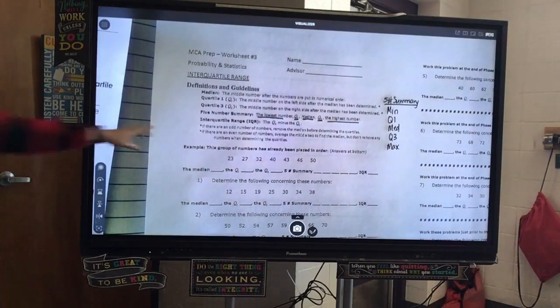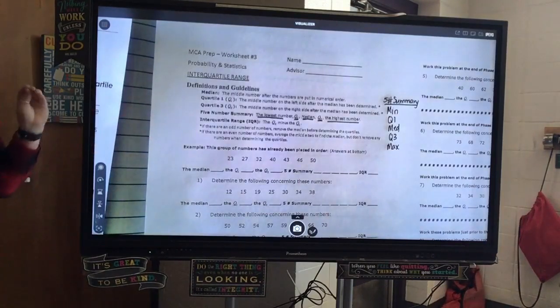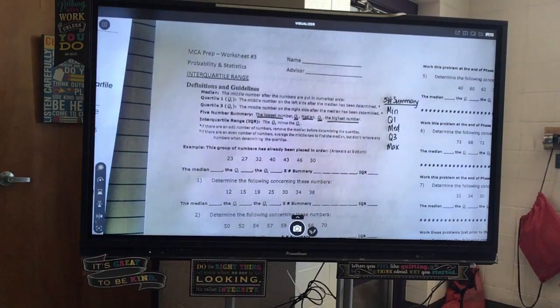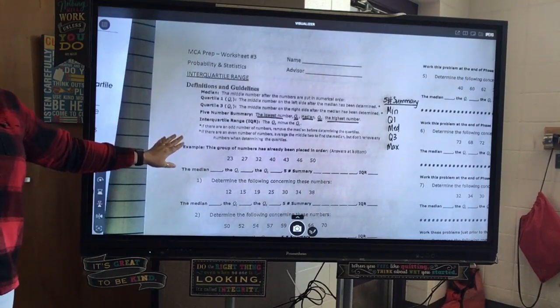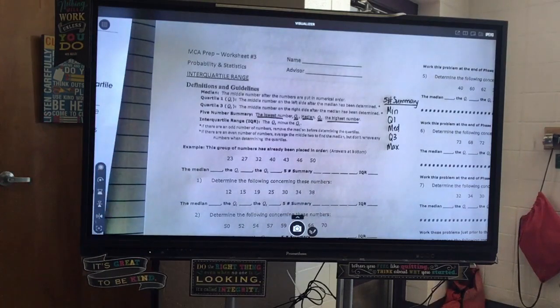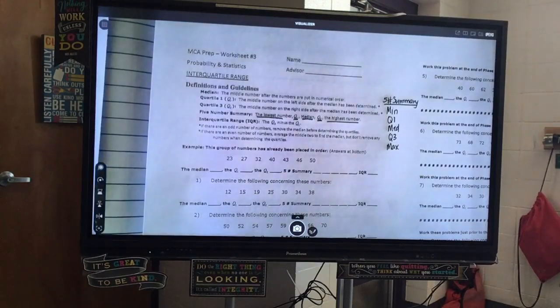Here's a little tidbit of information. If there are odd number of numbers, remove the median before determining the quartiles. Remember, if your median is dead set in the middle, you do not include it when you find your Q1 or your Q3. If it is not, and you have to do the other one where it says, if there's an even number, average the two to find the median, but don't remove them. So if there's an even number, you're including one of the numbers. And that's one of the ones I want to go over with you, just so we have a full, complete understanding.